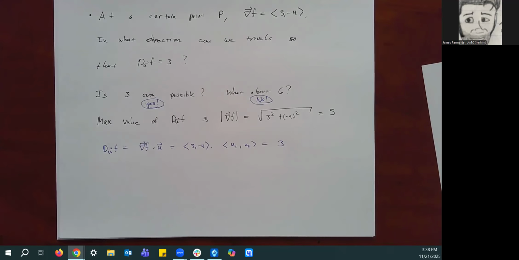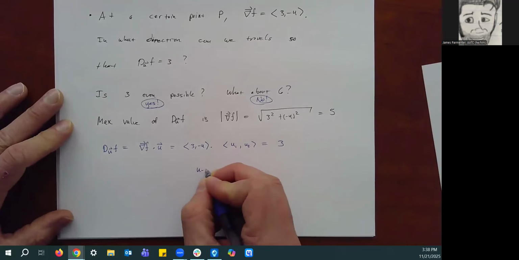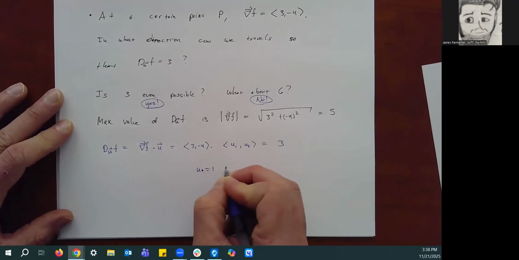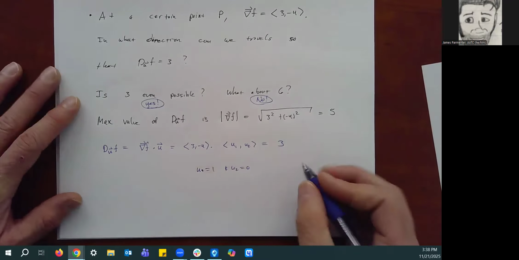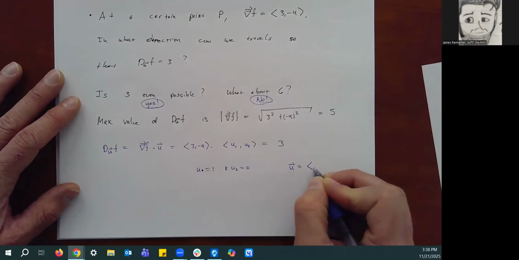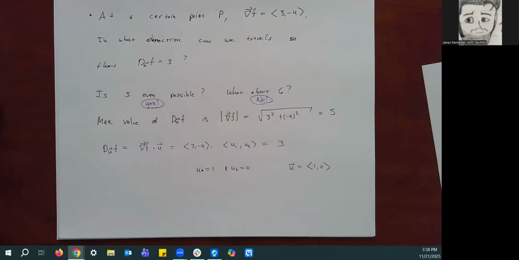Don't say it out loud yet, but just think about it. There's a really, really easy thing to pick for u1 and u2 so that 3 times something plus -4 times something is equal to 3. It's going to be u1 equal to 1 and u2 equal to 0. So one vector that will work is the vector 1 comma 0. Sometimes you can just guess a thing and get lucky, depending on what's been written, but it's not the only answer.